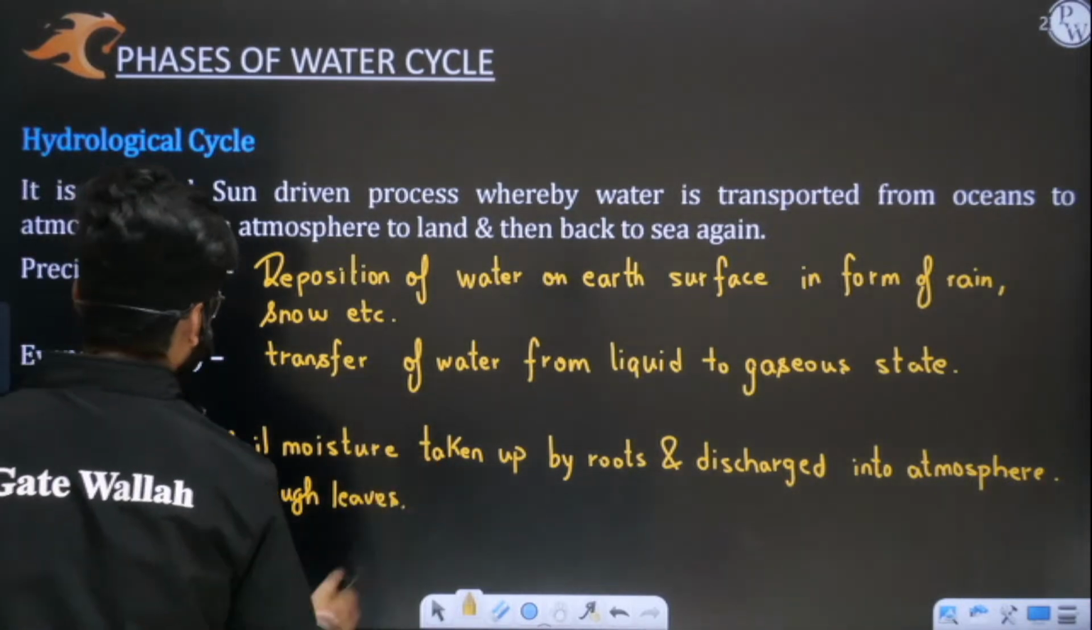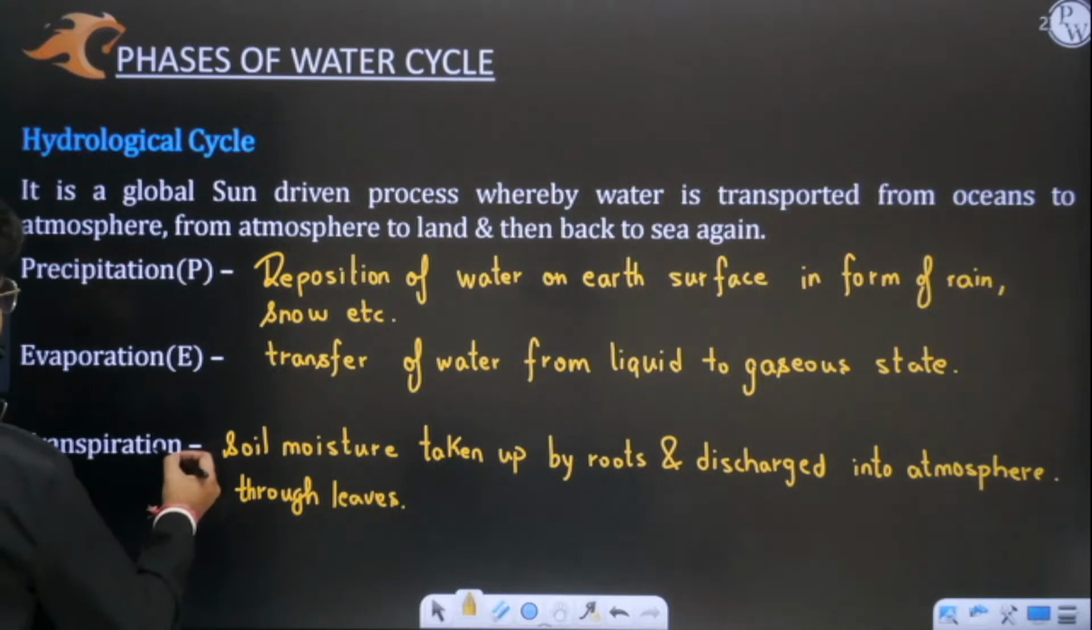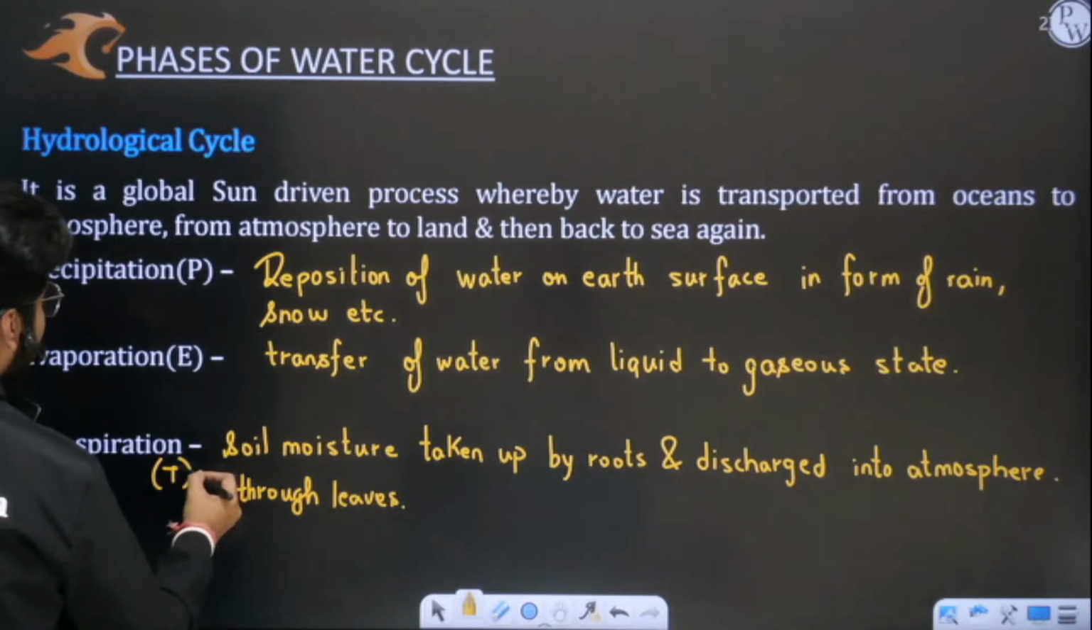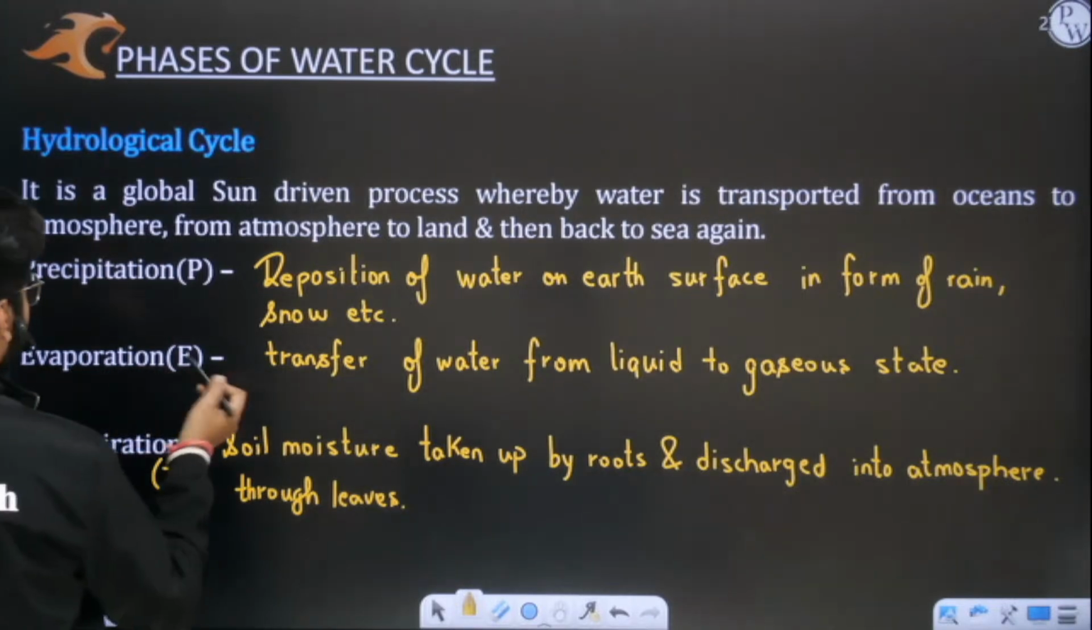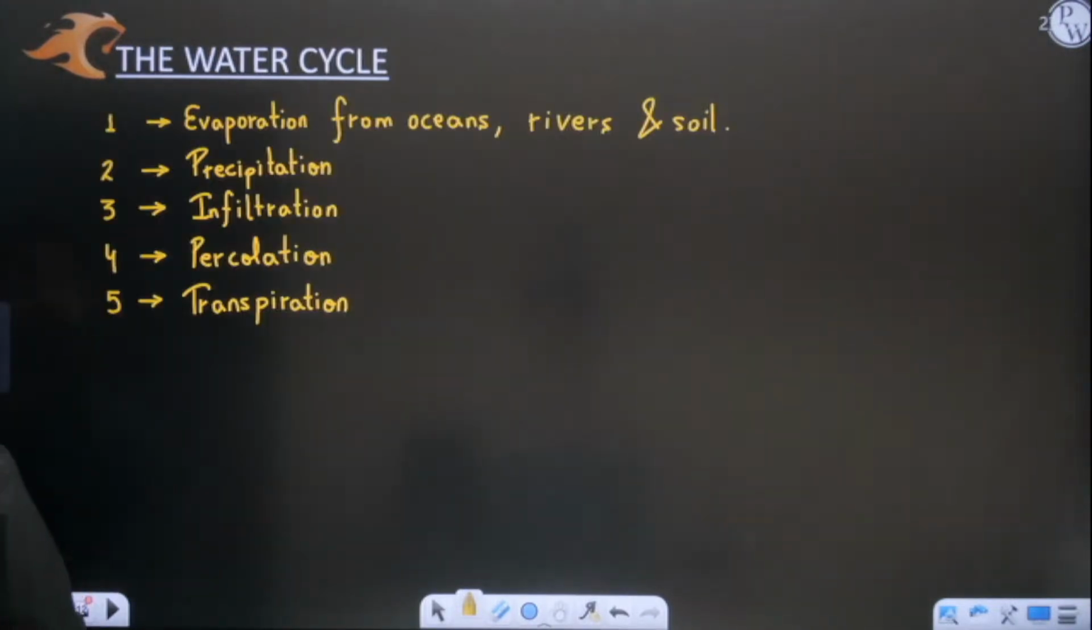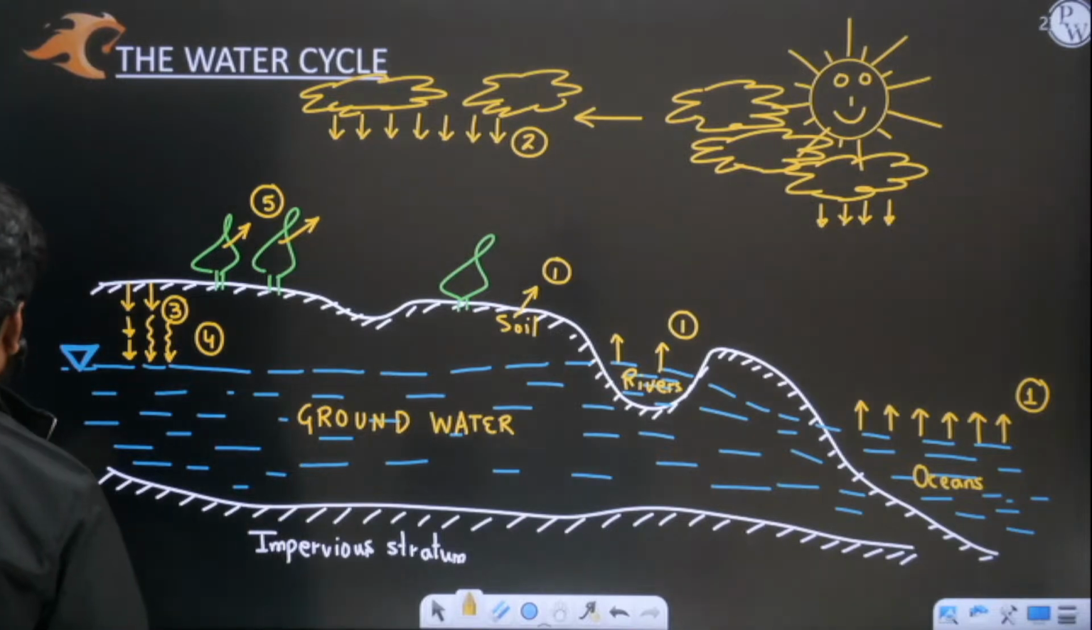Okay, like that. So this is your transpiration indicated by T. Transpiration will be indicated by T. Precipitation will be indicated by P. Evaporation will be indicated by E, like that. So we have discussed this.